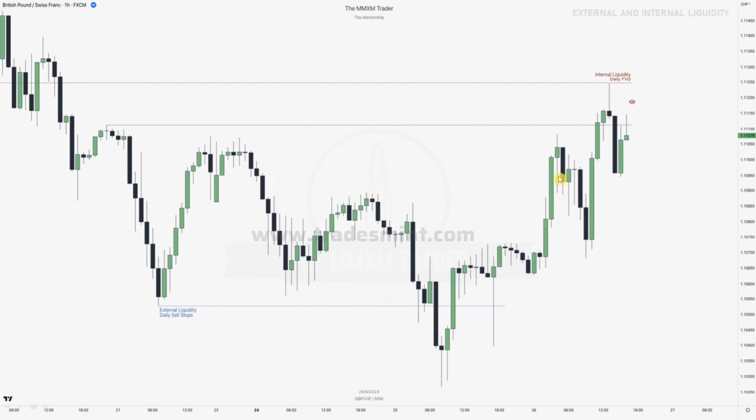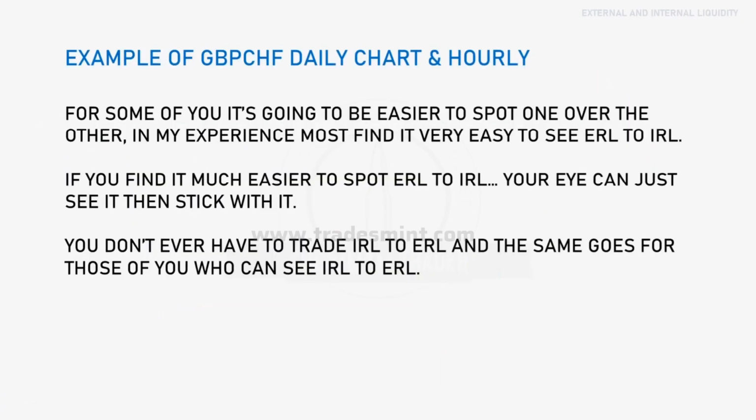Where are we going next? Back to internal, right? Fair value gap down here. And then we're going to go for external again, which is this daily fair value gap. So we went to external on a 1 hour chart, and on the daily it's an internal range. For some of you it's going to be easier to spot than for somebody else, but in my experience I found it easiest to see external range to internal range first.